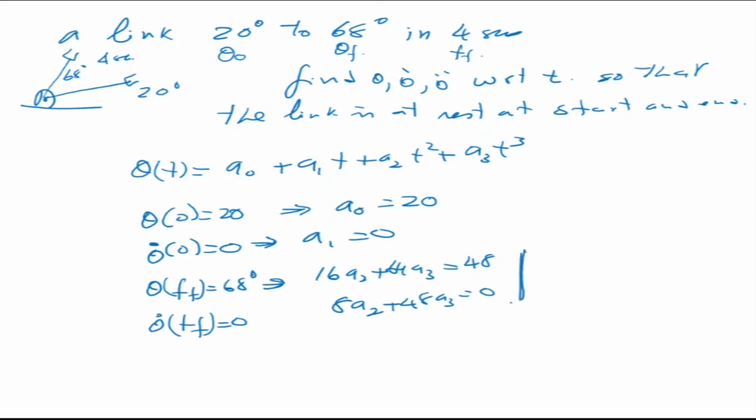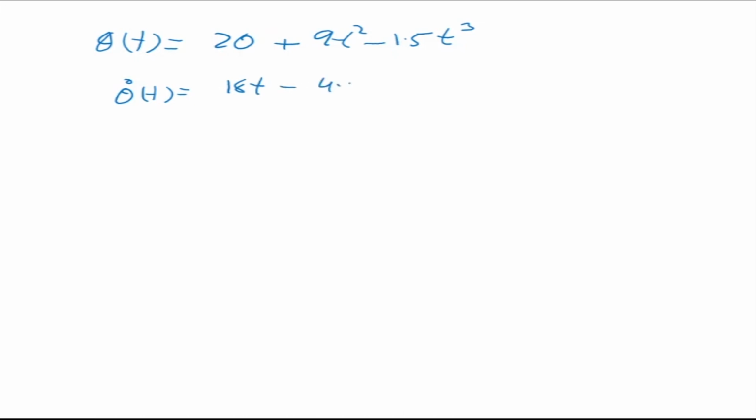Now I have two equations, two unknowns. I can solve them very easily and find a0 is equal to 20, a1 is equal to 0, a2 is equal to 9, and a3 is equal to minus 1.5. So if I put this into the equation, what we do get is theta of t is equal to 20 plus 9t squared minus 1.5 t cubed. And theta dot t is equal to 18t minus 4.5 t squared. And we have theta double dot t is equal to 18 minus 9t.